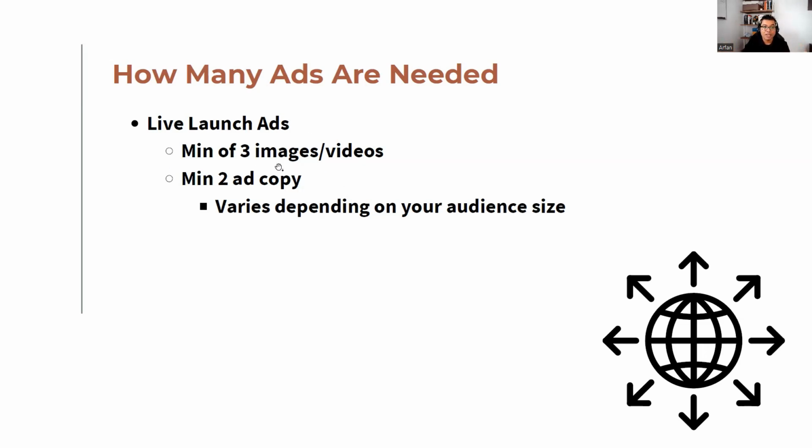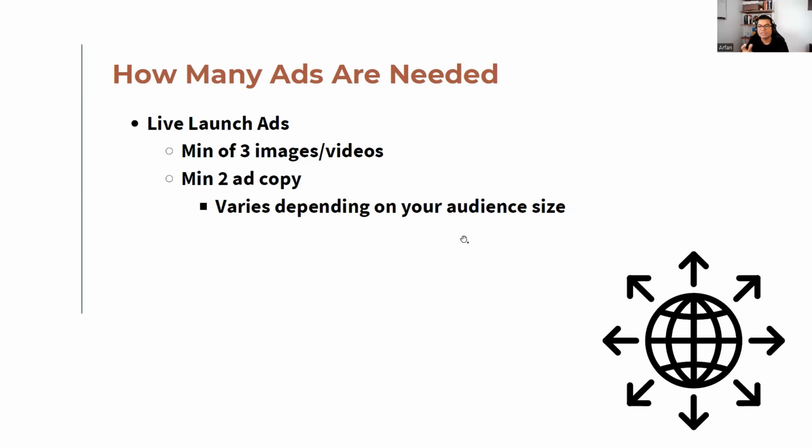A minimum of three images or videos, a combination of, so 2 images, 1 video. And you could do more, you could do 4 or 5. It just depends on the budget you're using, right? But a minimum of 3, and a minimum of 2 ad copy, which varies depending on your audience size. If it's your very first time launching, and you have an email list of like 1,000 people, and a social following of like 2,000-3,000 people cumulatively, you may not need to do a bunch of different ad copies, but I do recommend 2.